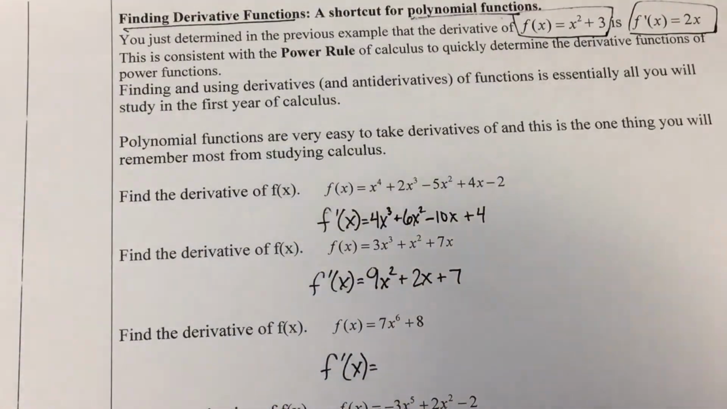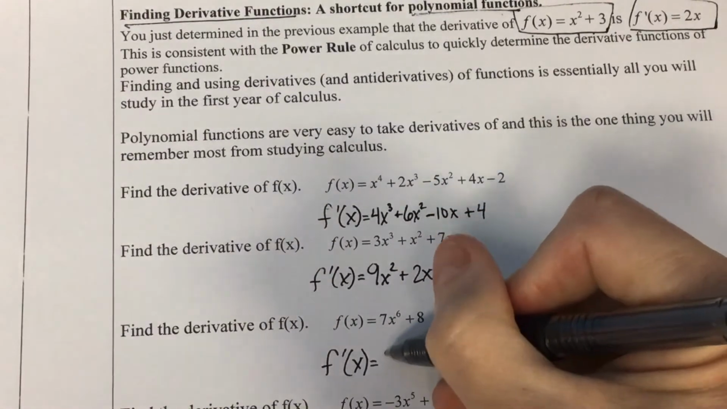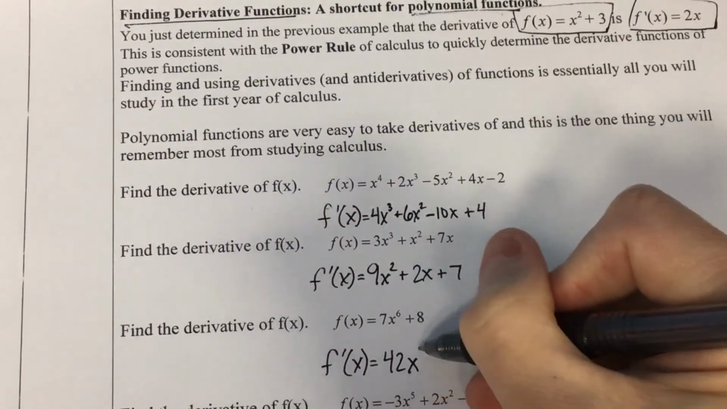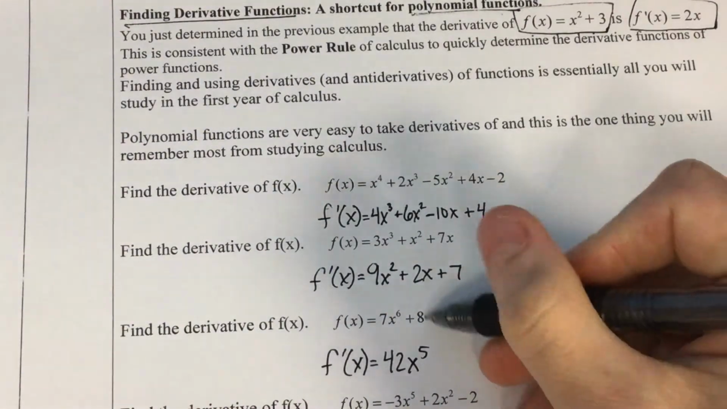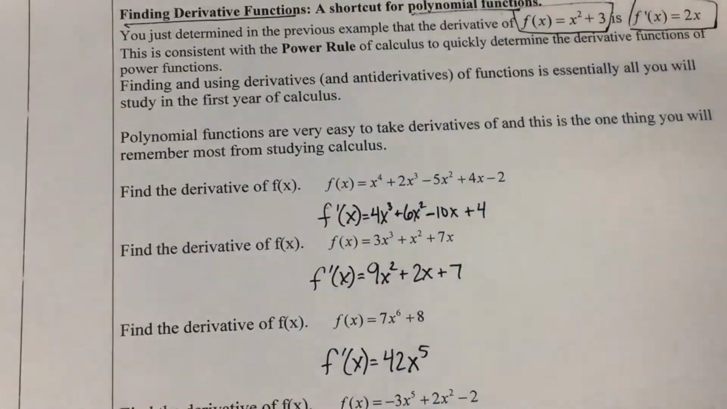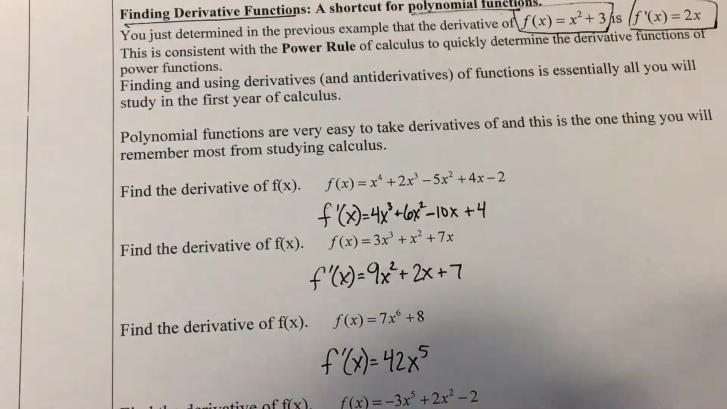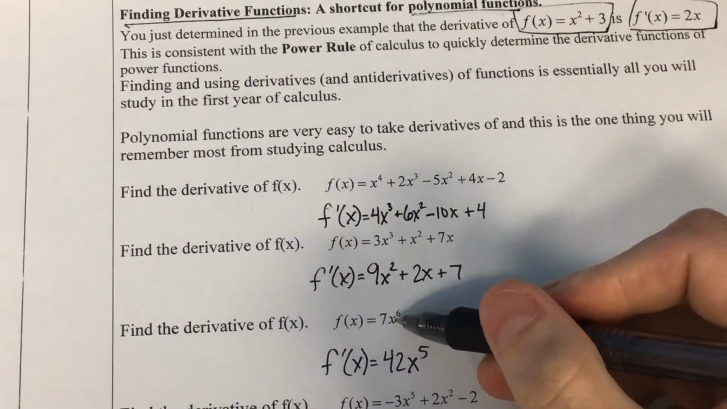So 7x to the sixth is going to be 42x to the fifth power. And the derivative of 8 is just going to be 0. So we don't usually put that. You could put plus 0 if you want. So if you haven't seen it yet, hopefully this one kind of gives it away.